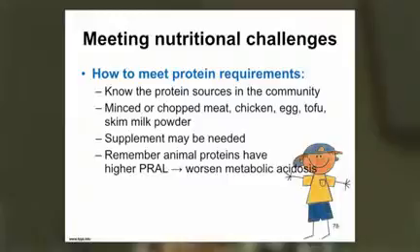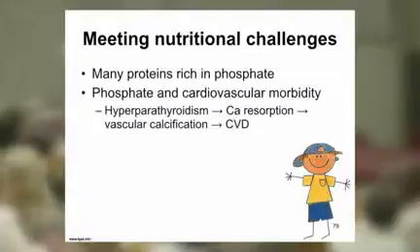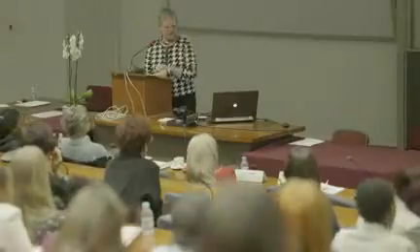The first thing is we have to know what the protein sources in the community are. Things like minced or chopped meat, chicken, egg, tofu, or even skim milk powder, but remember the phosphate and the sodium. And ultimately, we might have to give a supplement, but is that always available? And also we have to bear in mind that animal proteins have a higher potential renal acid load that can worsen metabolic acidosis and impair growth. Here we come back to the phosphates, that proteins are high in phosphate, and the cardiovascular morbidity that goes with it. And Arina has discussed this.